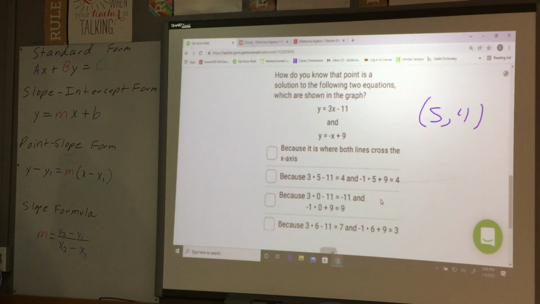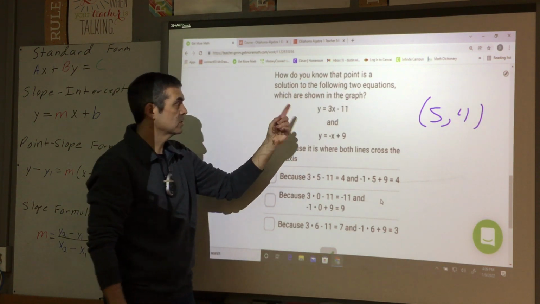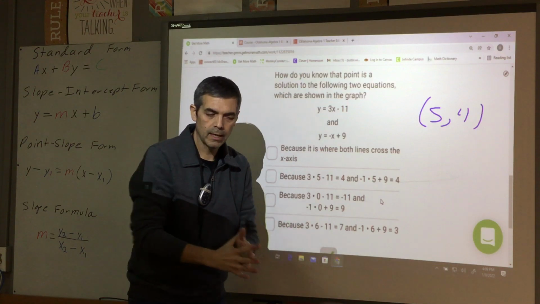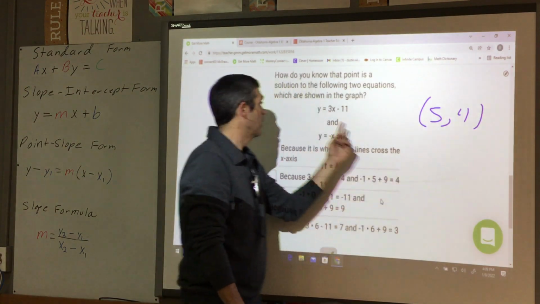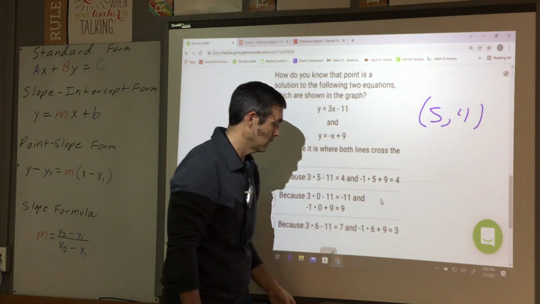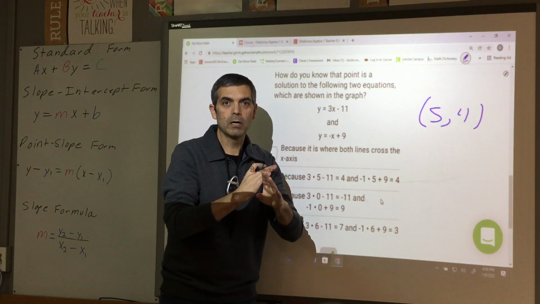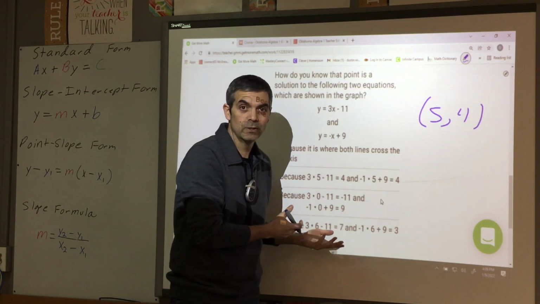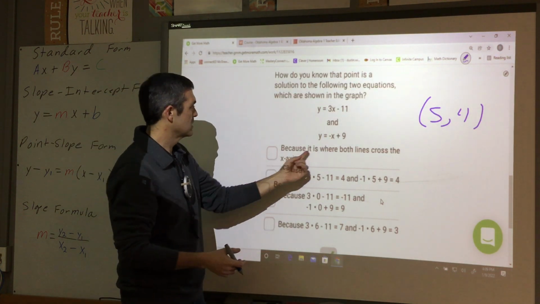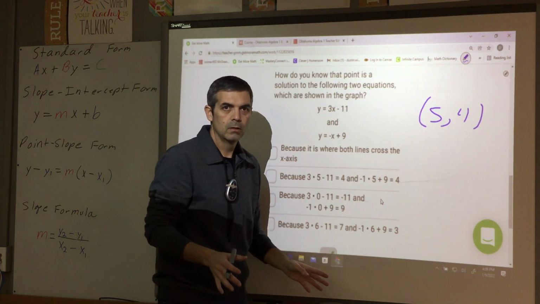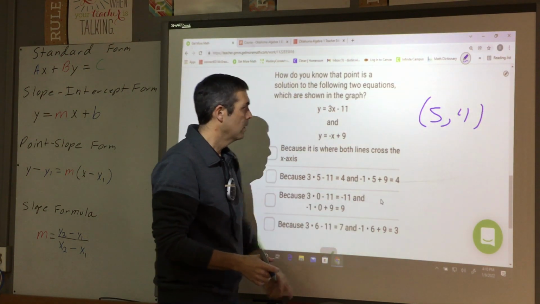There we go. Now, how do you know that that point is a solution to the following 2 equations, which are shown in the graph? And then they give you these lists of what you're looking at. Look, this is an x, this is a y. You're going to substitute these back into each one of these. Now, first, read these to make sure that they don't say, oh, that's where the 2 lines cross. Because sometimes it says that, and that's the reason you know, right? But if it doesn't say those, which none of these do, it says because it's where both lines cross the x-axis. No, that's not true. Because 3 times 5 minus 11 equals 4, and negative 1 times 5 plus 9 equals 4.